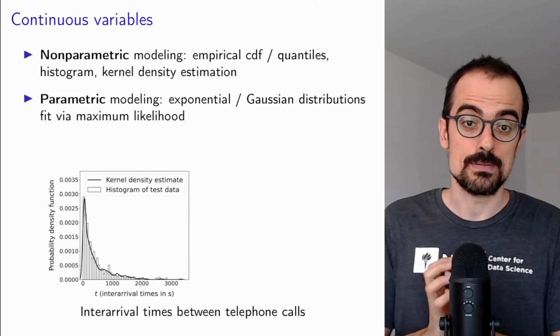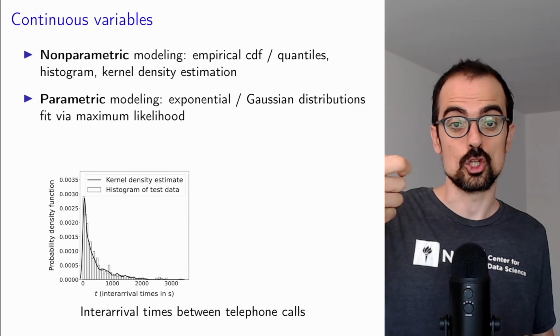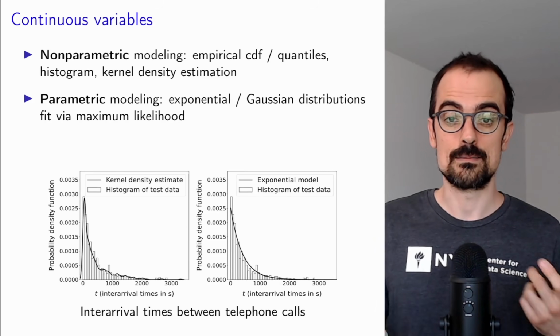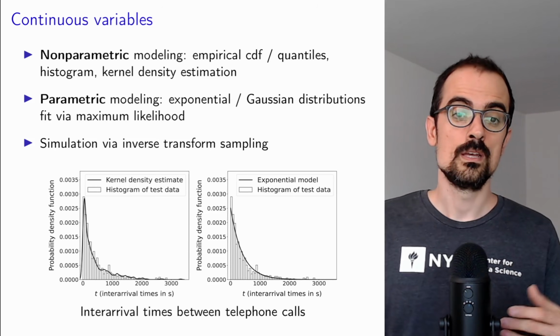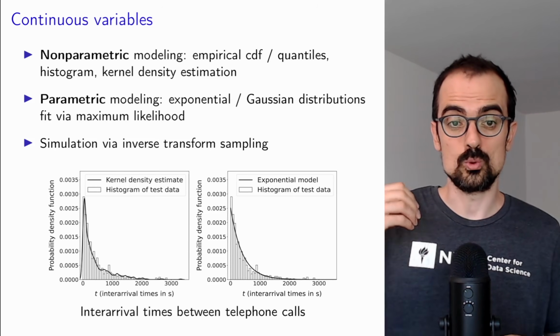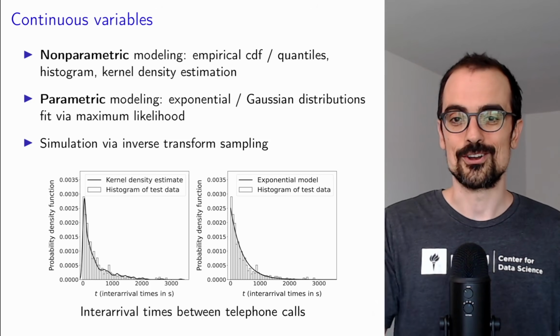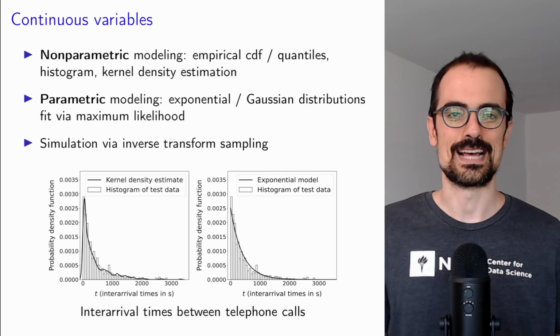Alternatively, we can apply parametric modeling where we fit parametric distributions such as the exponential or the Gaussian to data using maximum likelihood. And here is an example where we fit an exponential to the same data. Finally, it's important to know how to simulate continuous random variables, for example, if you want to apply Monte Carlo estimation, and we can achieve this using inverse transform sampling.